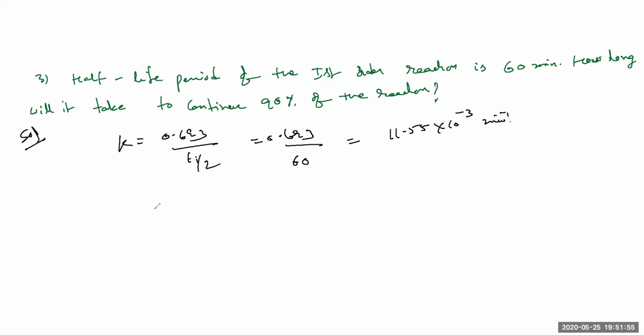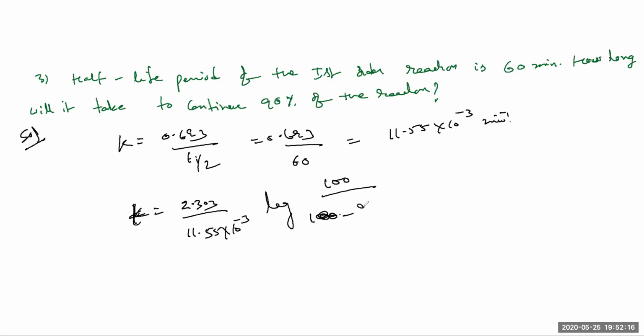Next, for 90%, T is equal to 2.303 by K. K is already 11.55 into 10 power minus 3, into log of A, A means 100, over 100 minus 90. So it is log 10, 100 by 10, means log 10, which is 1 only. So by calculating 2.303 by 11.55 into 10 power minus 3, we will get 200 minutes.